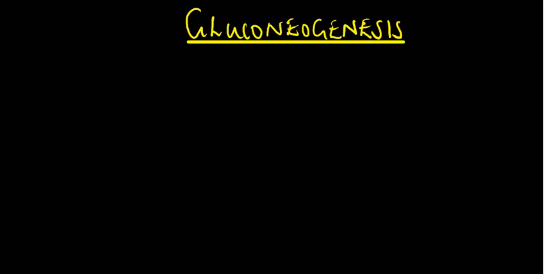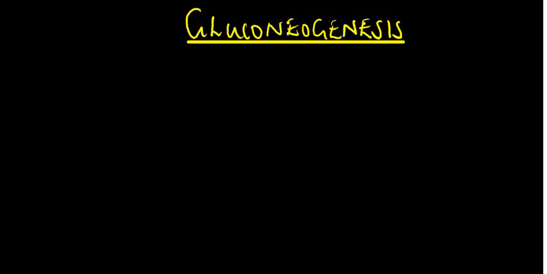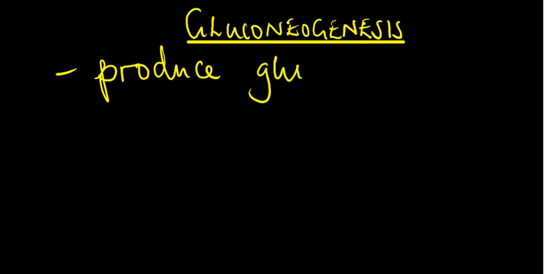Alright, so in this video, I'm going to be running you through the topic of gluconeogenesis. Gluconeogenesis is simply a pathway that the body undergoes, and the main aim is to produce glucose. We know that we need glucose at the end of the day to produce ATP.